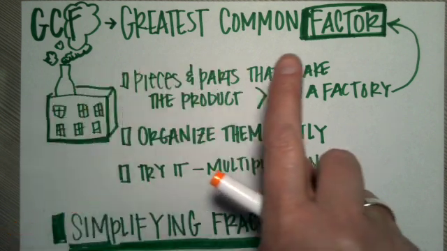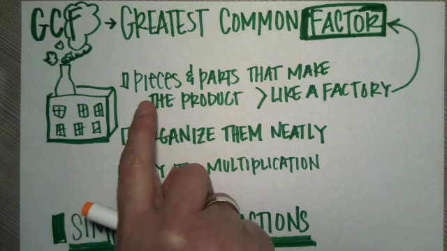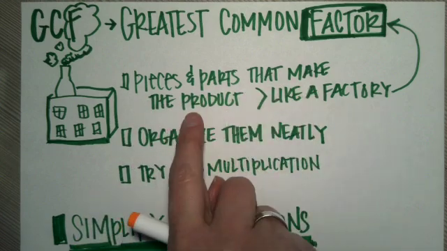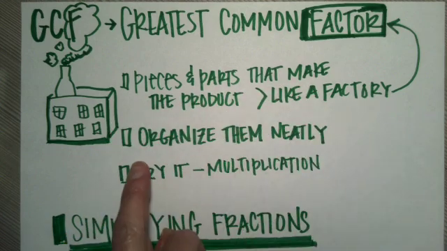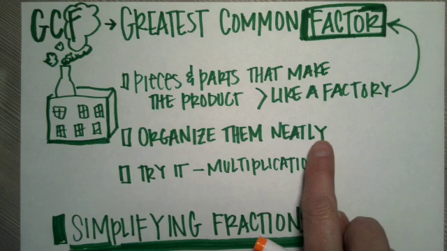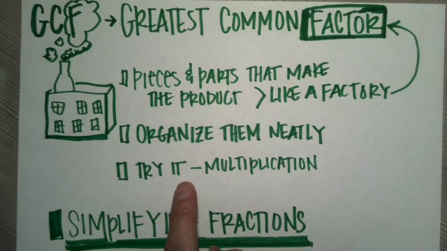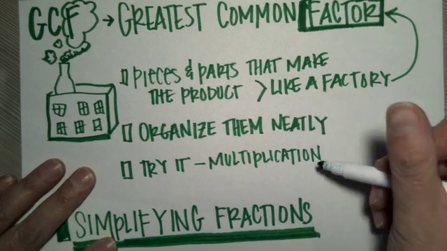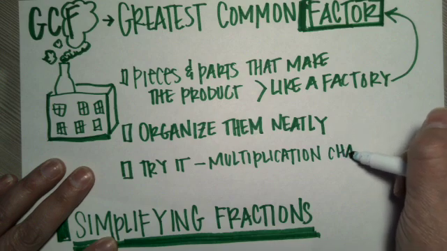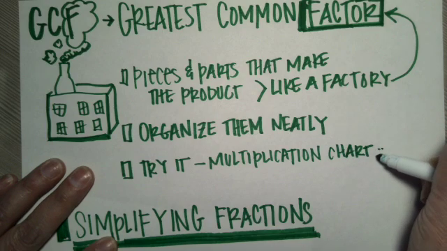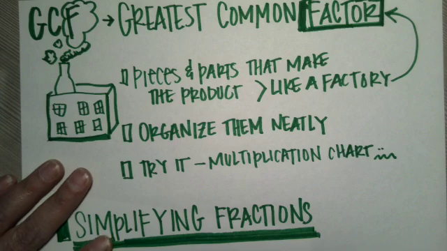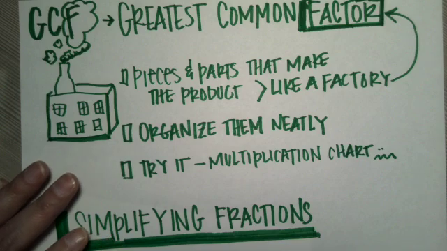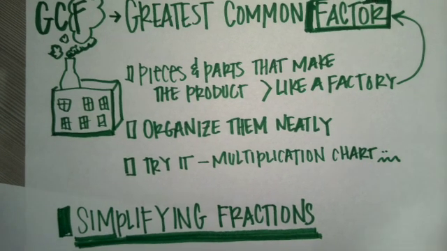So GCF, greatest common factor. I want you to think of pieces and parts that make the product that come out of the factory, and then organize those pieces and parts neatly. And then if you want to try a multiplication chart, I didn't put the word chart. If you want to try a multiplication chart, you can. I don't really recommend it, so I'm going to put kind of a meh face because I'm just not so sure about it. But we use it to simplify fractions. I'm sorry that you couldn't see all of that.